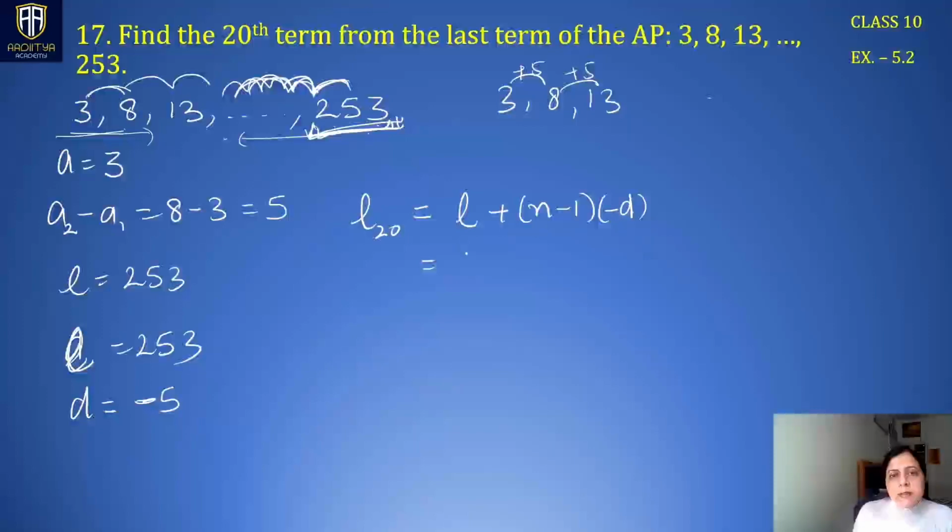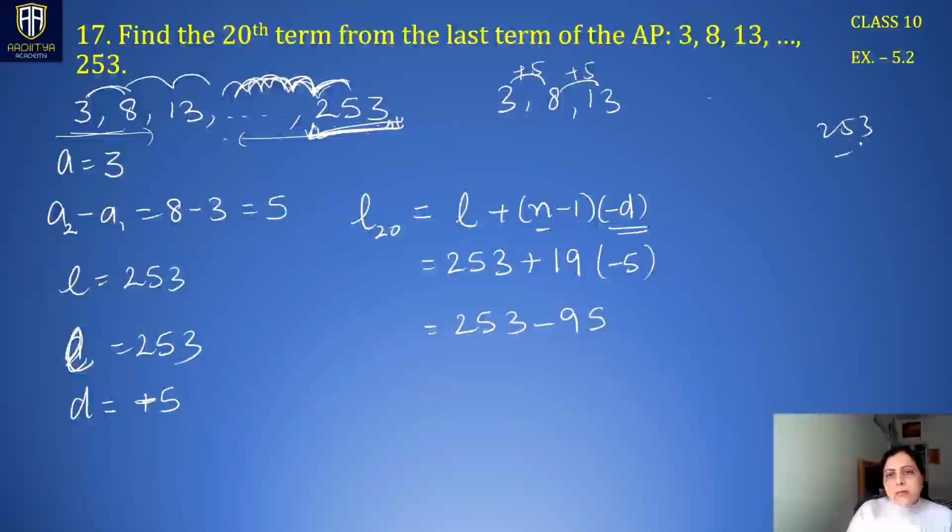Right? So I'm writing minus D here. L is 253. N is 20. So 20 minus 1 is 19. And D is plus 5. So the common difference for this backward sequence becomes negative 5. Right? So D here is positive in this sense. So we are writing D minus D over here as minus 5. So this becomes 253 minus 95. 253 minus 95. 13 minus 5 is 8. 14 minus 9 is 5.